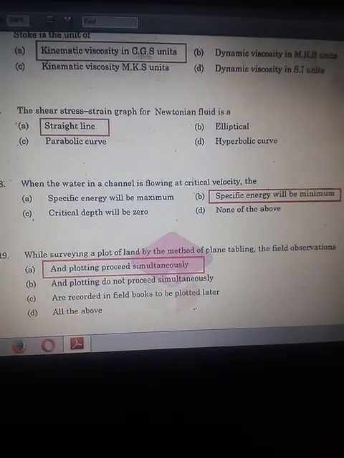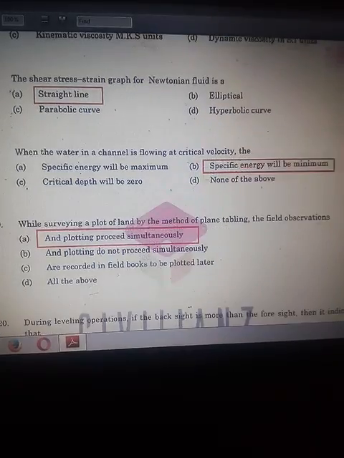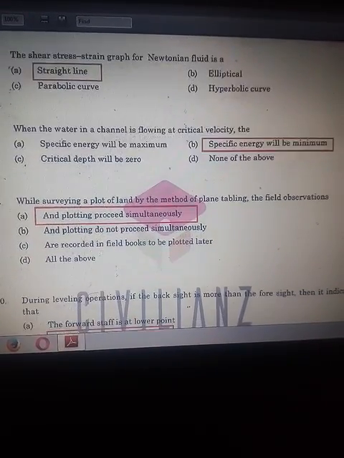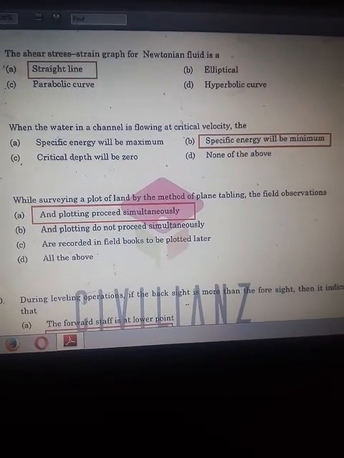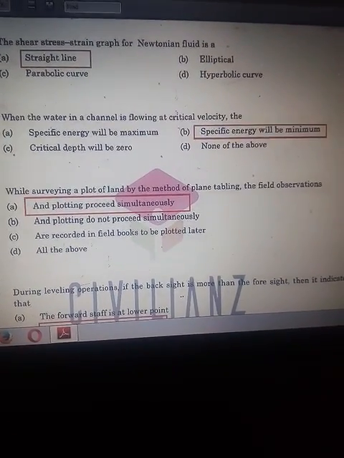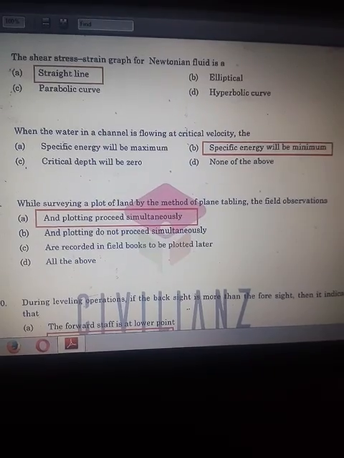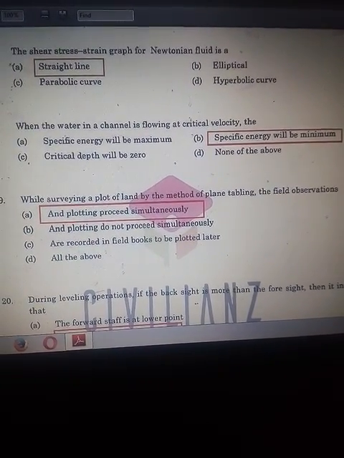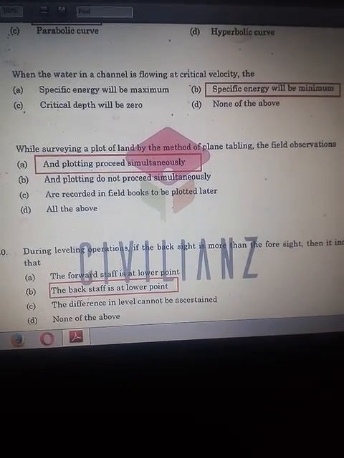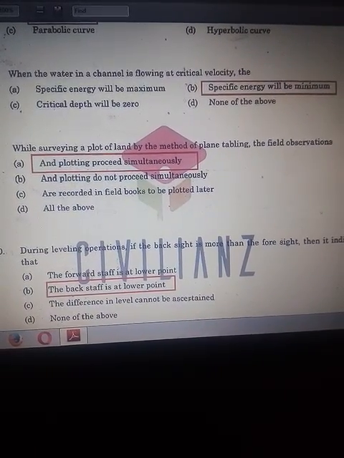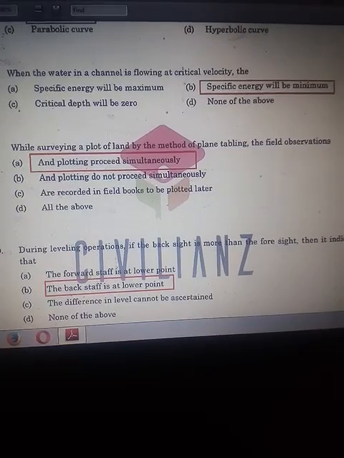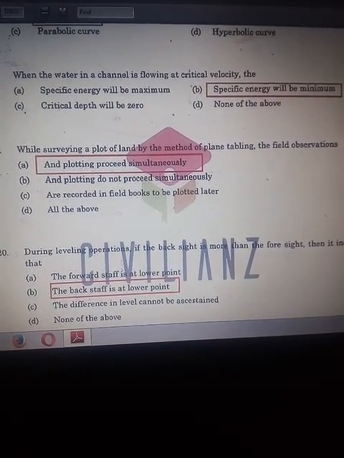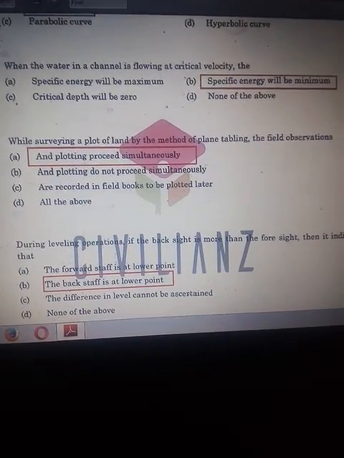A. When the water in the channel is flowing at the critical velocity, the specific energy will be maximum, the specific energy will be minimum, and critical depth will be 0. None of this. So specific energy will be minimum. Okay. So right answer of this question will be B. Now next question, while surveying a plot of land by method of plane tabling, the field observation and the plottings proceed simultaneously. So right answer of this question will be A.